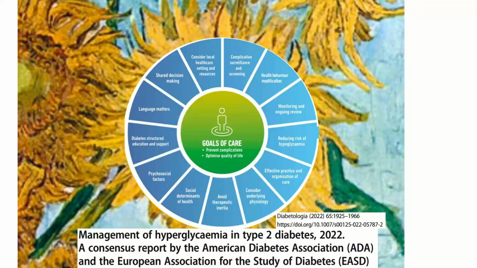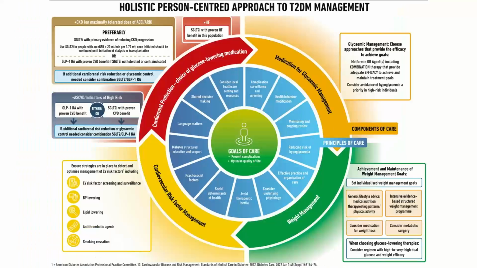So this came out from the Management of Hyperglycemia and Type 2 Diabetes 2022, a consensus report by the American Diabetes Association and the European Association for the Study of Diabetes. Next slide. You can see this is in the background of the entire holistic person-centered approach to type 2 diabetes that also includes the details of the ASCVD risk and all these other medications that we're talking about.